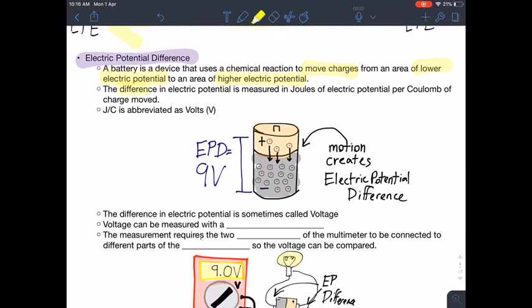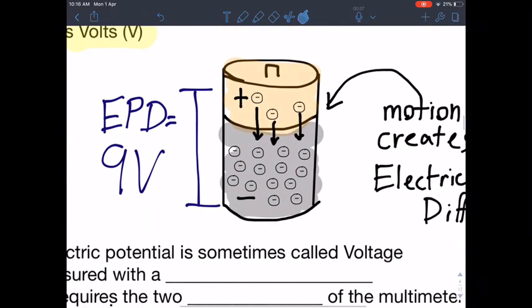The difference in the electrical potential between the low and the high is measured in joules of electric potential energy, joules is our unit of energy, per coulomb of charge. So it would be written as J over C, which is joules per coulomb, but we usually abbreviate that as volts, capital V. So if we look at this battery, we have negative charges over here on the positive side, and they're being moved toward the negative side.